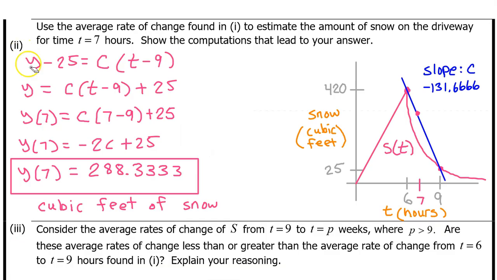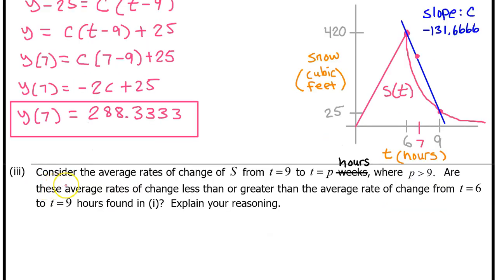288.3333. At t equals 7 hours, there are 288.3333 cubic feet of snow remaining on the driveway. However, it's probably safest not to write the units. You can earn the point without units, and if you accidentally put the wrong units, you will lose the point, so why risk it?